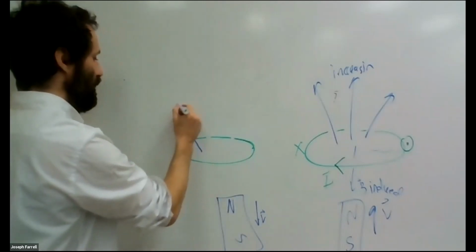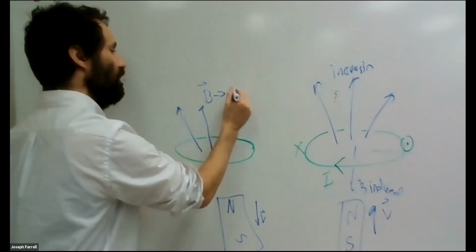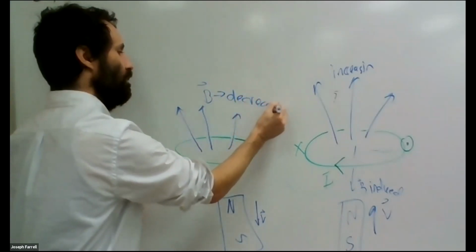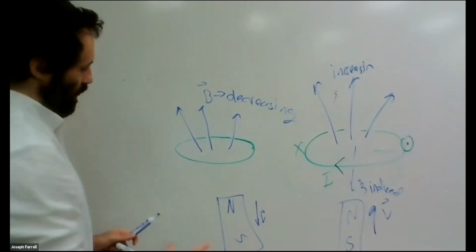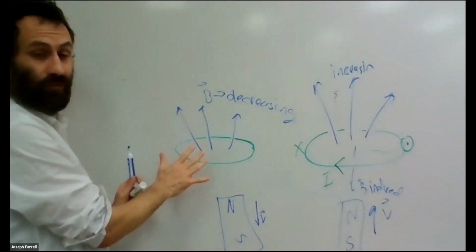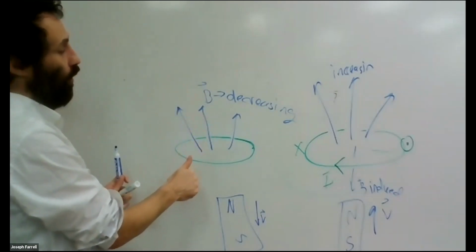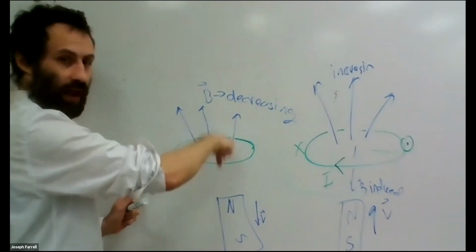And so now we've got B. B is still pointing up like this, but it's actually decreasing. So this is a big difference. We're decreasing here. And so what does that mean? That means that the induced field wants to oppose the change, but these vectors are getting smaller and smaller, so the change is down that way.